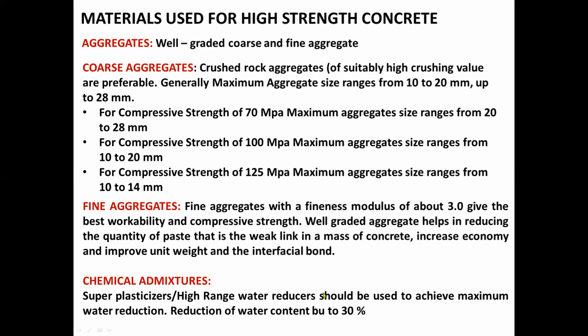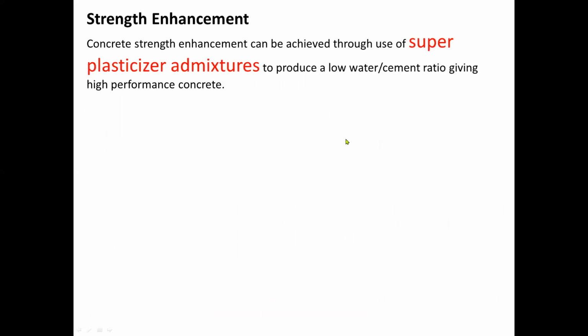And then we also have the chemical admixtures. Superplasticizers or high-range water reducers should be used to achieve maximum water reduction. The reduction of water content up to 30%. Now, for the strength enhancement, concrete strength enhancement can be achieved through the use of superplasticizer admixtures. That is to produce a low water cement ratio, giving high performance concrete.